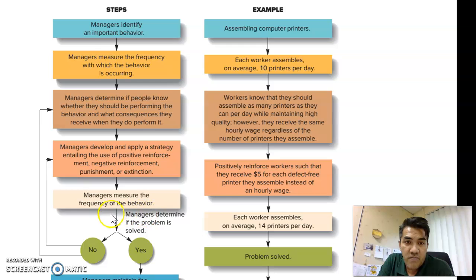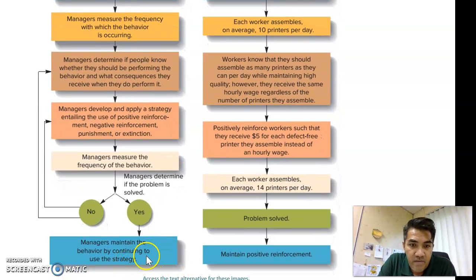And then managers measure the frequency of the behavior. Managers determine if the problem is solved, yes or no. And then managers maintain the behavior by continuing the use of the strategy. They found that each worker assembles on average 14 printers per day, and then the problem is solved, maintain positive reinforcement. So sometimes, yes, you can use this as part of behavior modification within our organization. We can use this model in order for us to get much better performance or outcomes among our employees.